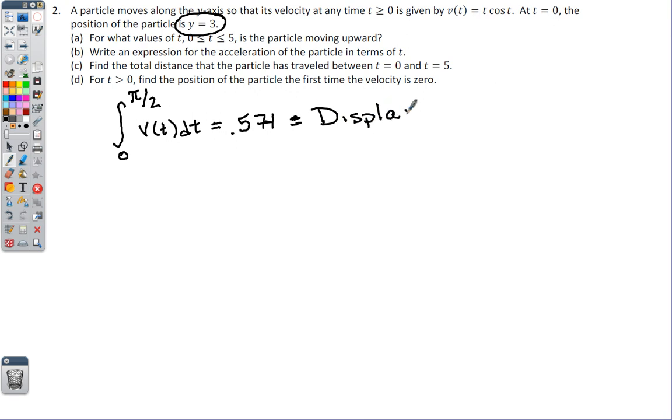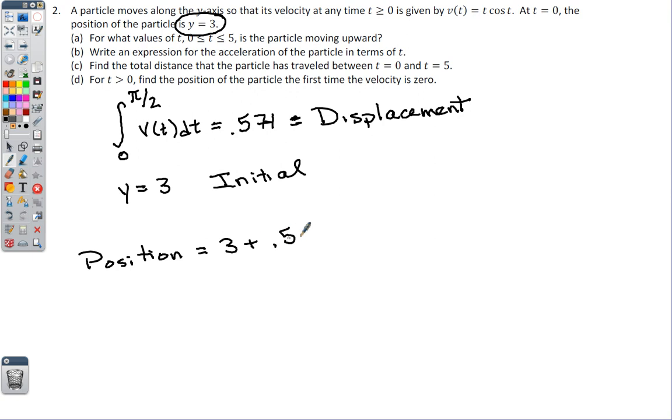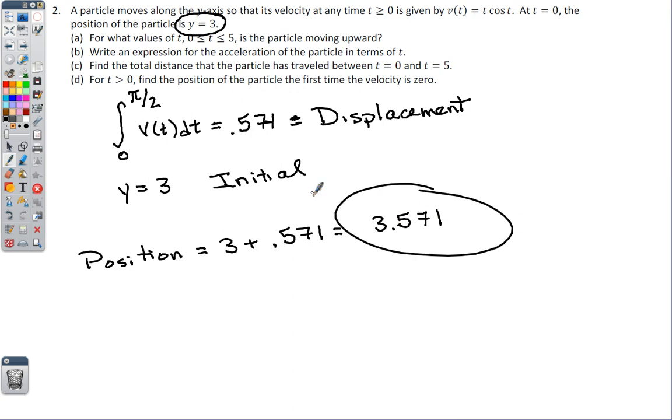And then they tell us that y equals 3 is your initial position. So your position will be 3 plus 0.571, better known as 3.571. It's nice when you don't need a calculator, right? And that's it. All right.